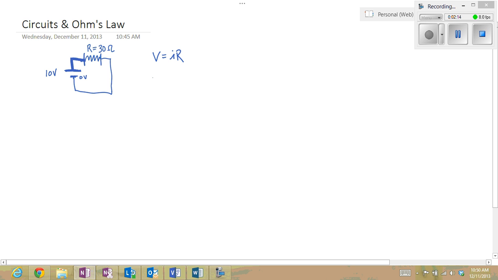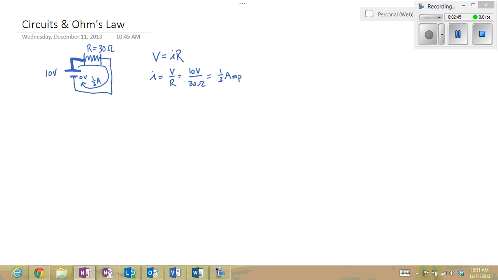So I can solve then for the current through this resistor. I would equal V over R, which would equal 10 volts divided by 30 ohms of resistance, or 1/3 of an amp is flowing in this circuit. Since this is a single branch circuit, that means that 1/3 of an amp is flowing everywhere in that circuit. The only time that the current changes is when there's a branch available.